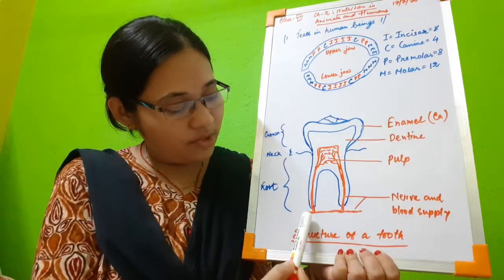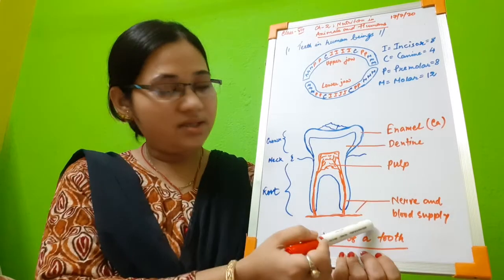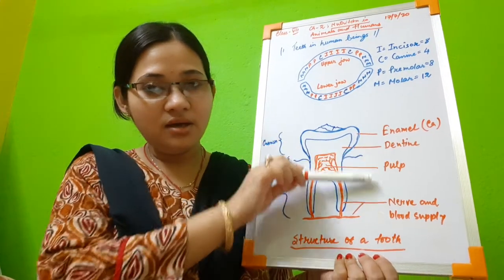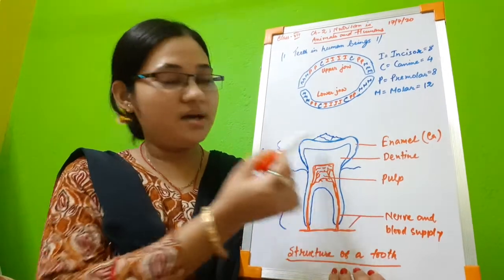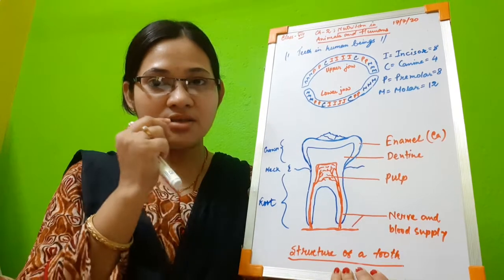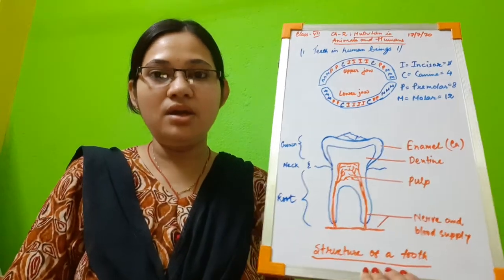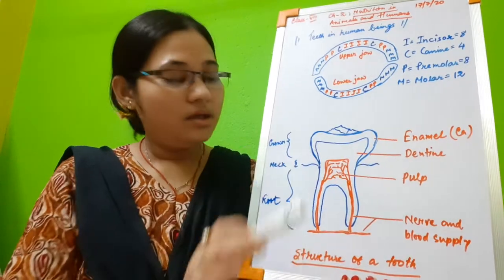Now this is the blood supply, and this portion is embedded inside the gum. Below this is the gum portion, above is the enamel and the dentine, and these are the cusps. That means the depression-like structures which are present are called cusps, C-U-S-P. So this is the structure of a tooth. Got it?